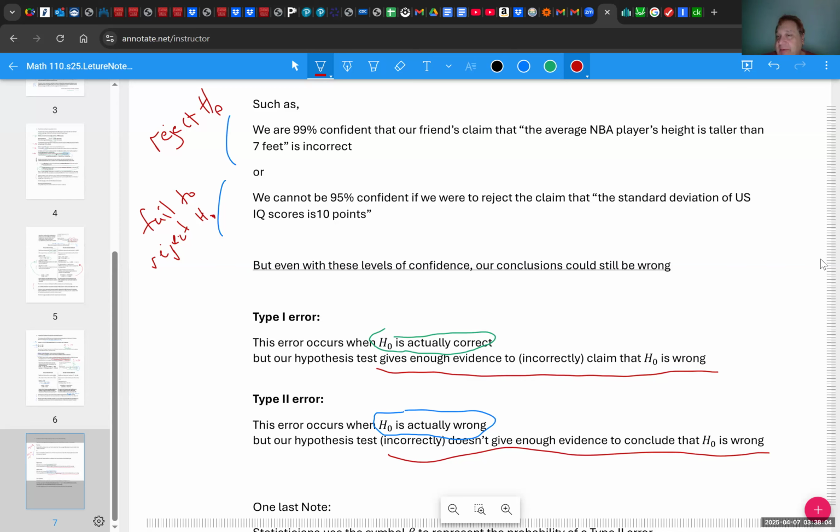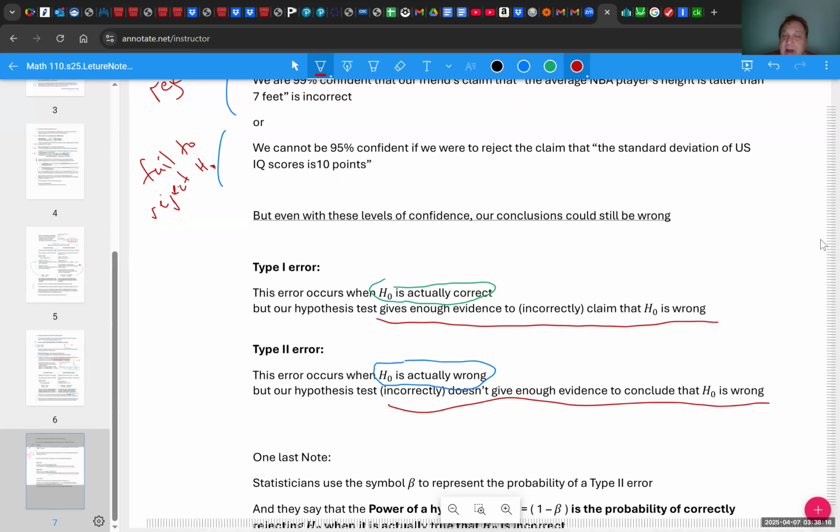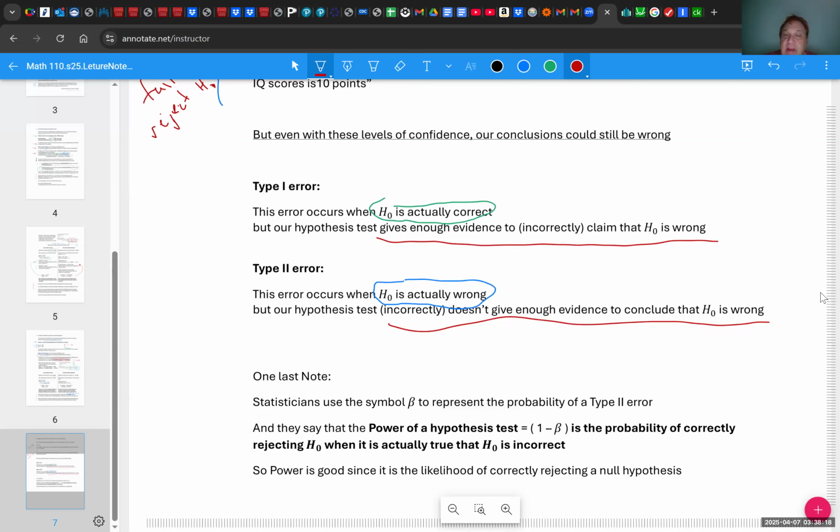So they want you to just be able to identify type 1 and type 2 errors. They're not going to ask you any weird calculations with that kind of stuff. They just want you to understand what those types of errors are, that they're possible, and what they are labeled as. The only modest calculation they have you do is with this thing called power.